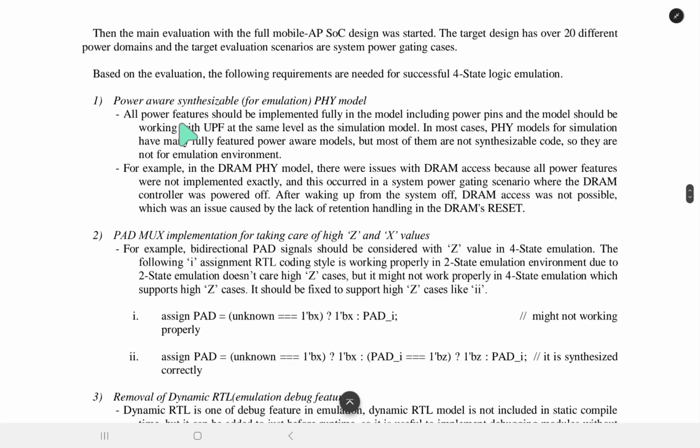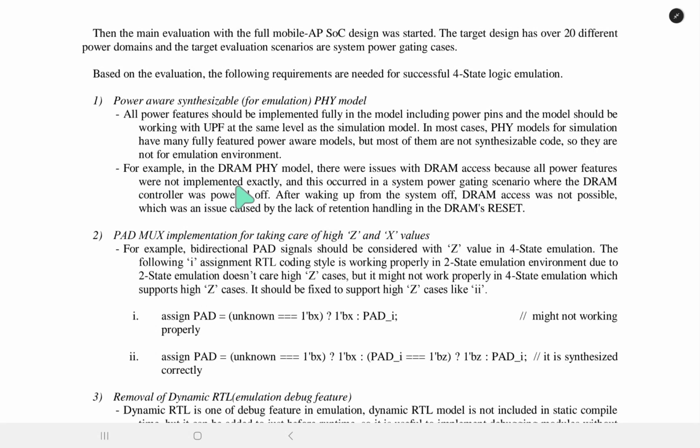Number 1, power-aware synthesizable emulation PHY model. All power features should be implemented fully in the model, including power pins, and the model should work with the UPF at the same level as the simulation model. In most cases, PHY models for simulation are fully featured power-aware models, but most of them are not synthesizable code, so they are not for the emulation environment.